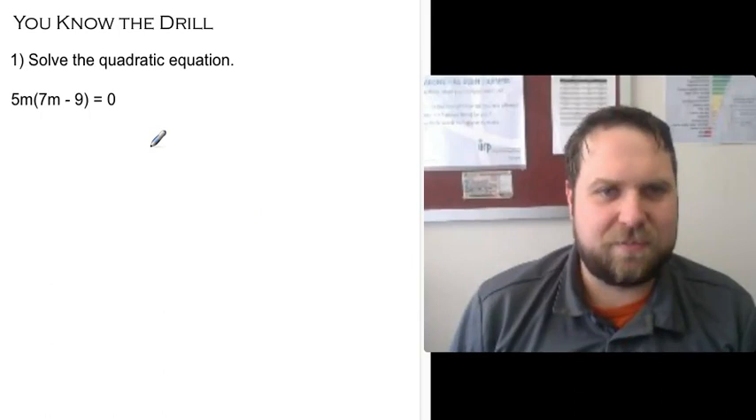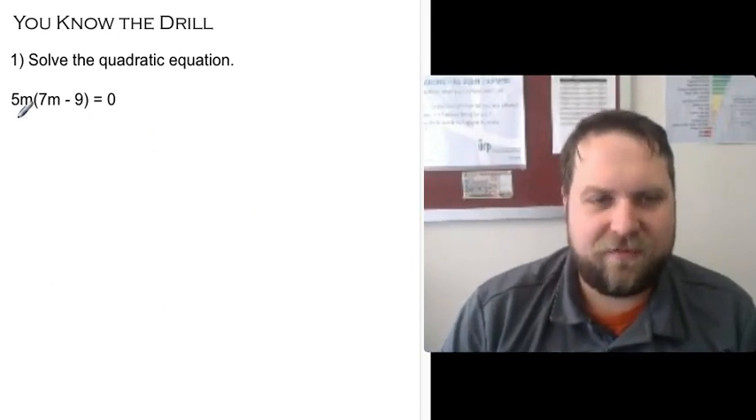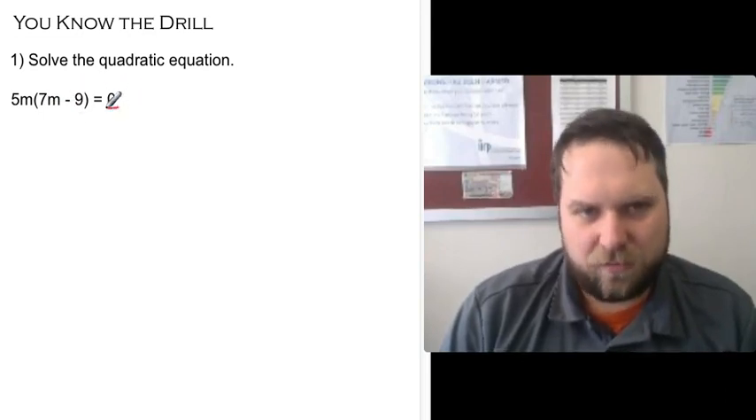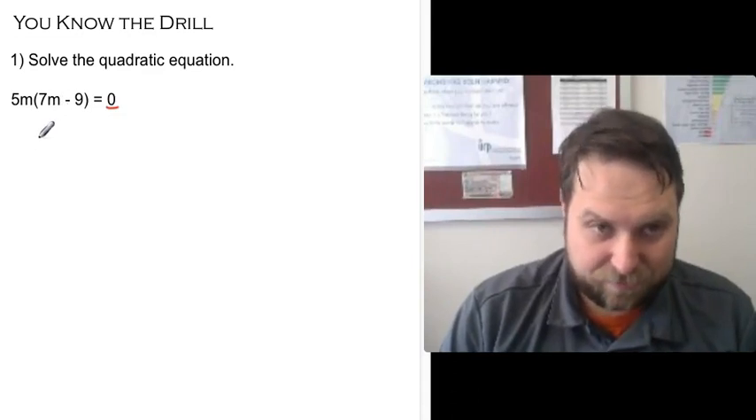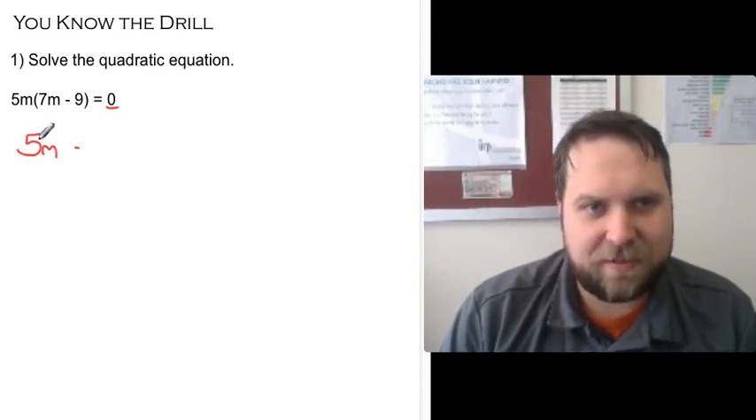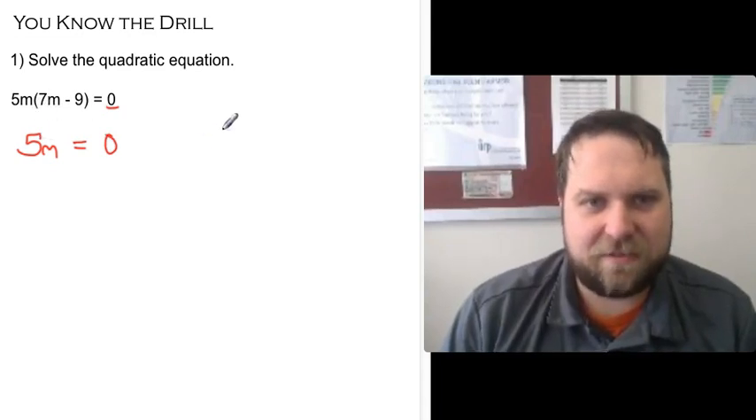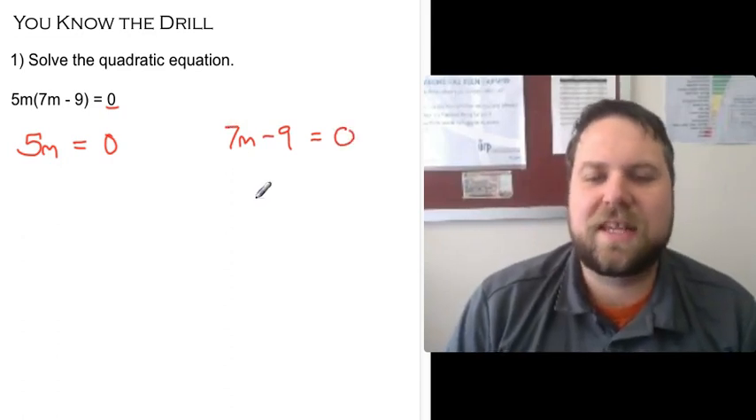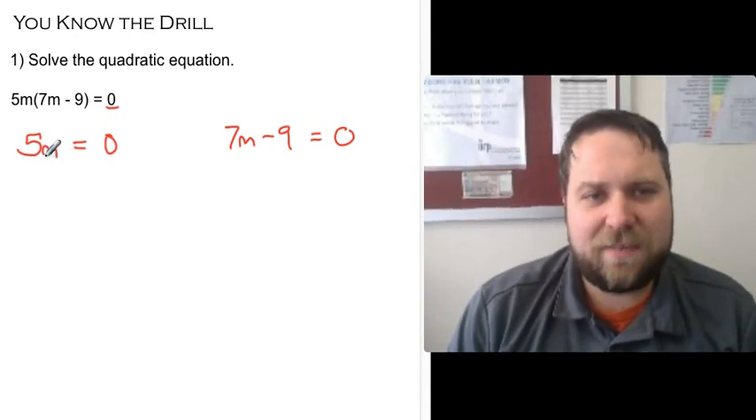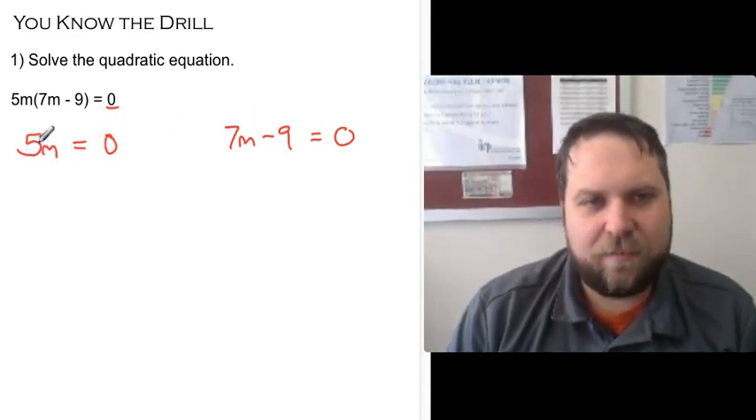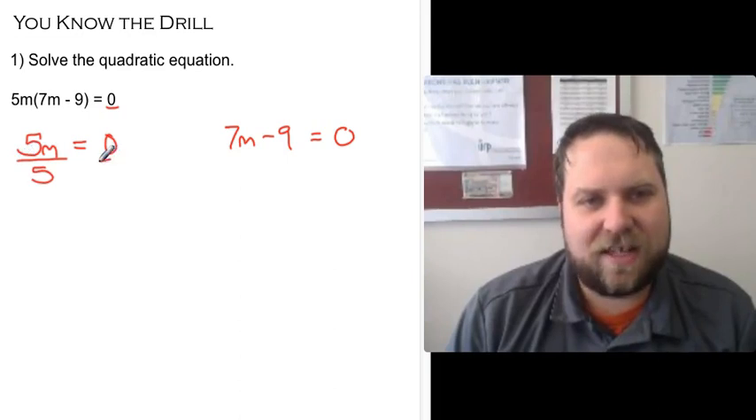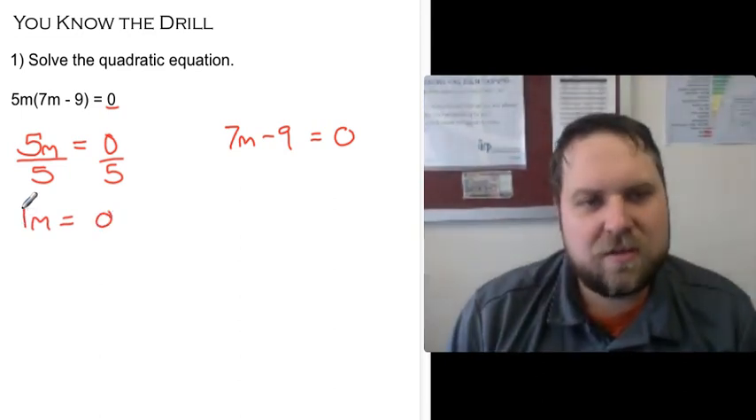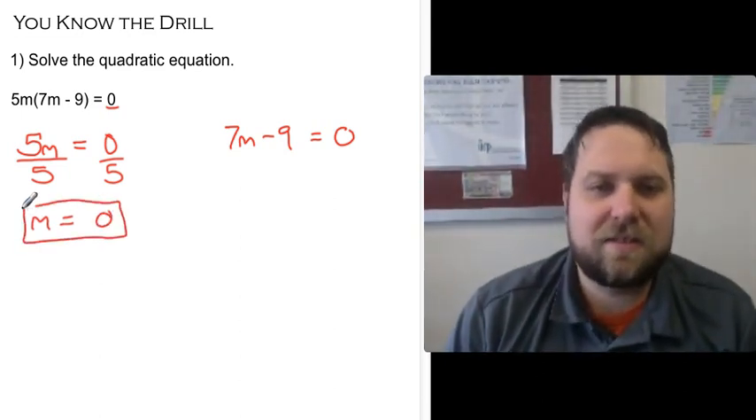So let's look at some examples. Suppose I have 5m times 7m minus 9 equals 0. Well, those equal 0 when I multiply them together. So there are two options here. Either 5m is equal to 0 or 7m minus 9 is equal to 0. One of those two things has to be true, and I can figure out what m is by solving both of these. So here I'm multiplying by 5, so I'm going to divide by 5 on both sides. 0 divided by 5 is 0. So one of my solutions is going to be that m is equal to 0.